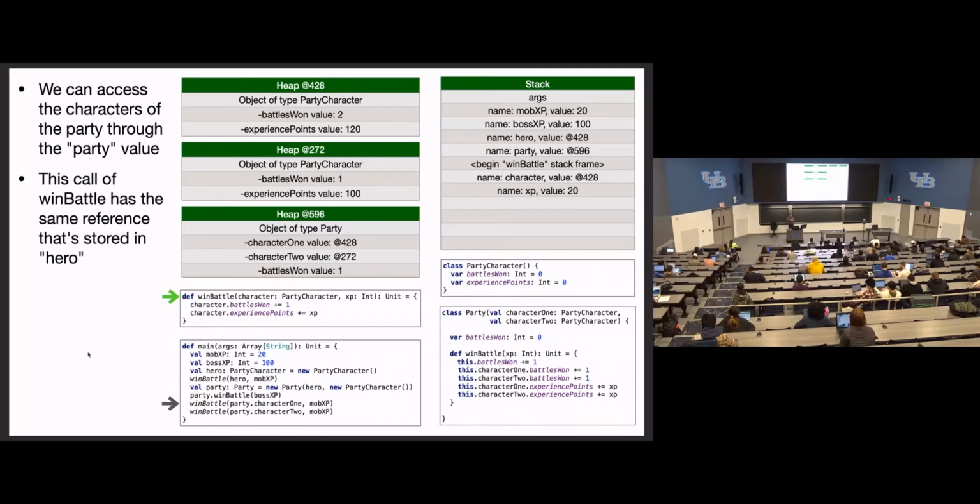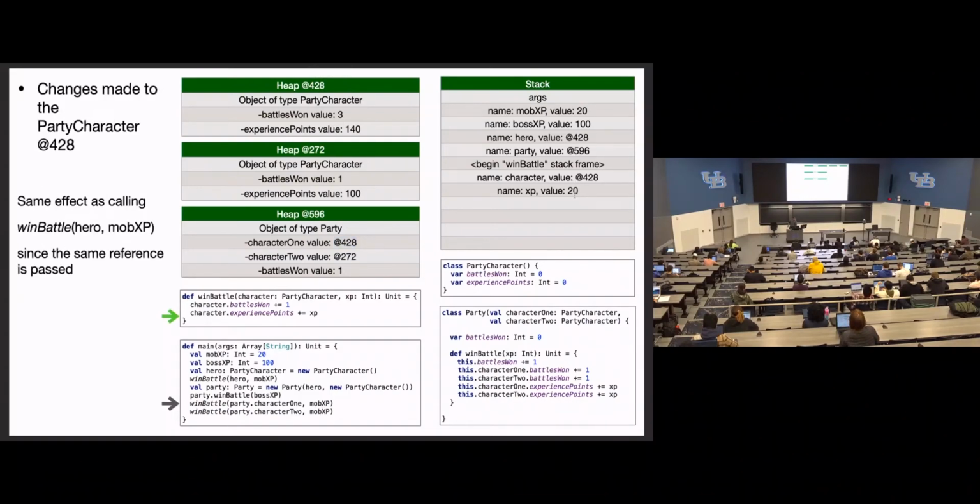Then we can also access the values. Like on the stack, let's go through character one quick. We'll call this party dot character one at 428. And then mob XP, we're going to call win battle with that character and XP and increment character one. This is the same exact effect as when we called win battle of hero mob XP. We're accessing the same reference through the party because party.character1 is storing the same reference as hero is.